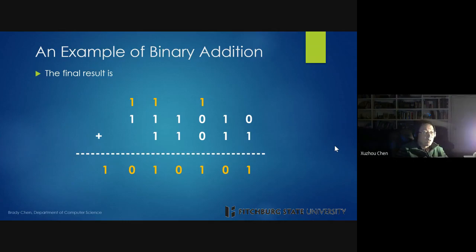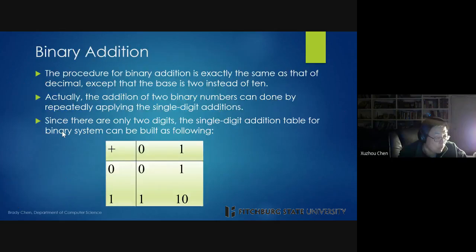Now, the most widely used operation is addition. When we add two numbers, we just need to use the addition table. For binary, the addition table is: 0 plus 0 is 0, 1 plus 0 is 1, 0 plus 1 is 1, and 1 plus 1 is 10. That's something we need to know.